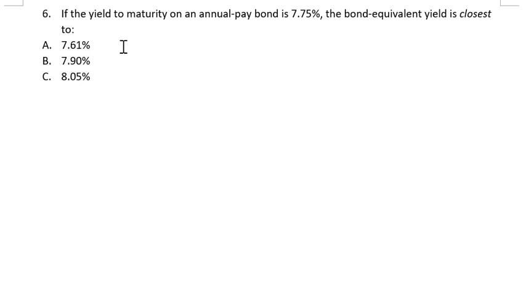Question 6. If the yield to maturity on an annual pay bond is 7.75%, the bond equivalent yield is closest to... The bond equivalent yield equals 7.61%. A is correct.